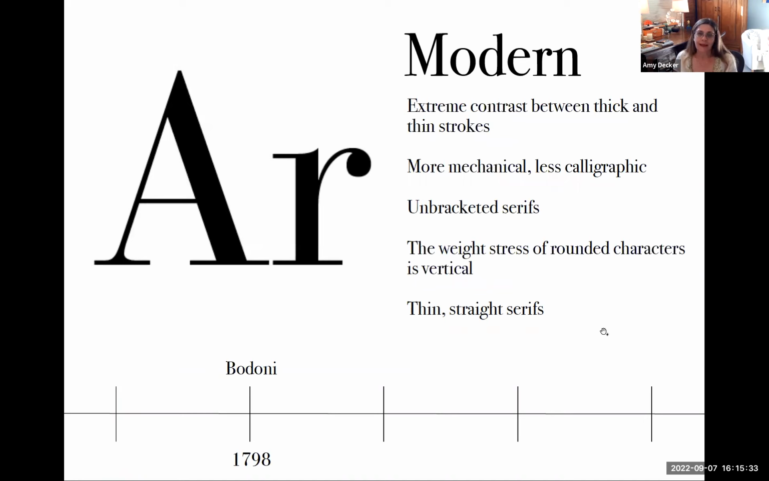Modern has the extreme contrast between thick and thin strokes. We're using the example of Bodoni, designed in 1798. And Bodoni took its clue from Baskerville, who, if we remember, was accused of blinding people with the extreme contrast between thick and thin strokes. Bodoni went a step further and tried to make it even more contrasted, and then it went on to Didot and so on and so forth. So the more mechanical, the less calligraphic. The serifs are, for the most part, unbracketed. The weight of the stress of the rounded characters is vertical, and there are thin, straight serifs.